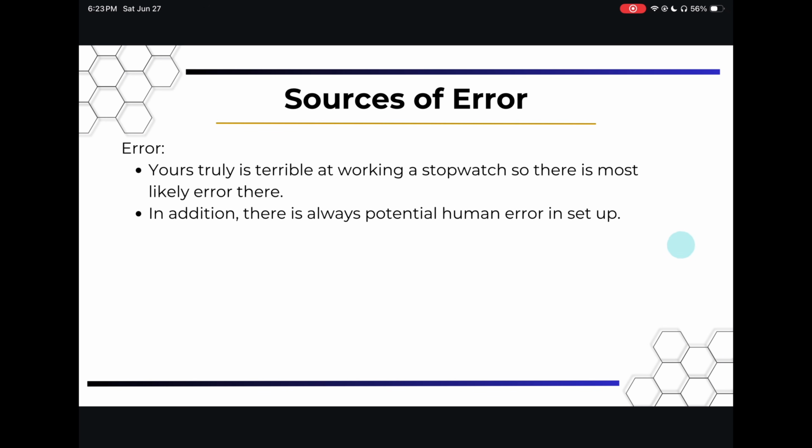So, sources of error: yours truly is terrible at working a stopwatch. And in addition, there's always potential human error in the way that I set up the actual circuits. So be warned.